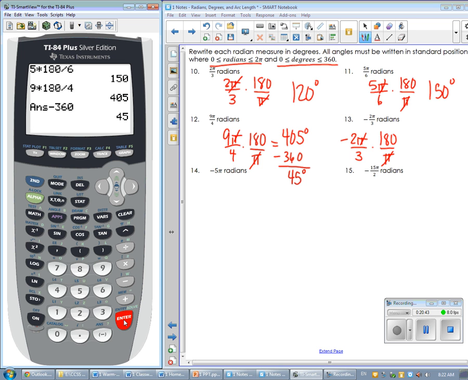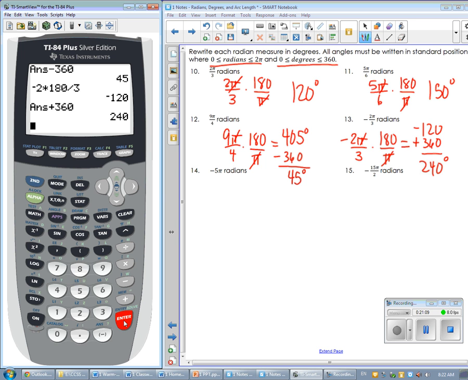My pi's are going to cancel. When I multiply, I'm going to include the negative. So negative 2 times 180 divided by 3. And that's going to give me a negative 120-degree angle. I'm not allowed to leave my answer like that. Since it's negative, I'm going to add 360. And that leaves me with a 240-degree angle. Okay? I'm going to go ahead and let you do 14 and 15.